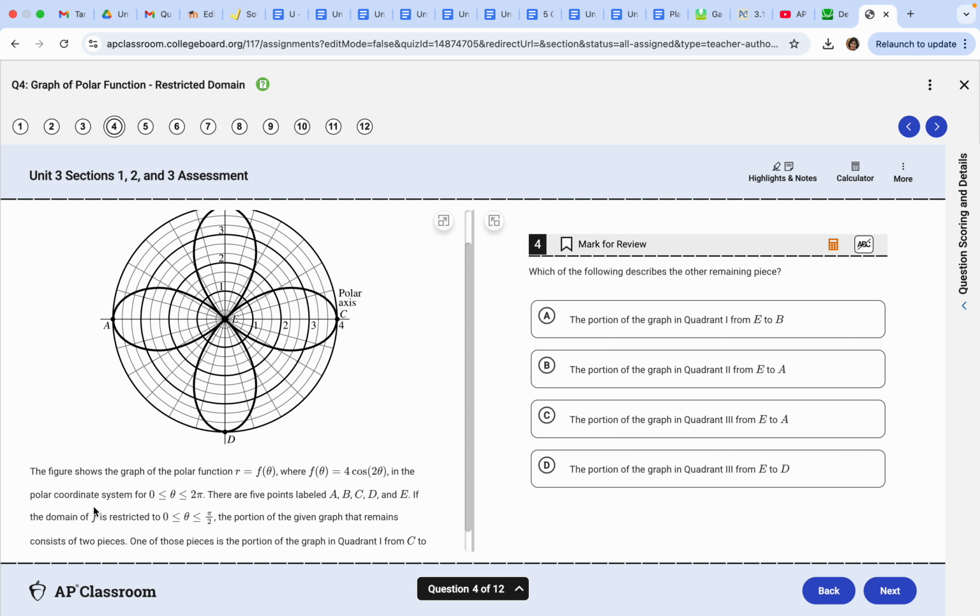They give us the graph. And it's going between 0 and 2 pi. That's how long it takes to complete this shape. And it has these points A, B, C, D, and E. E is quite hard to see, but it's in the center.